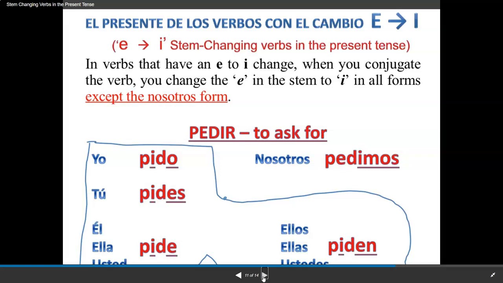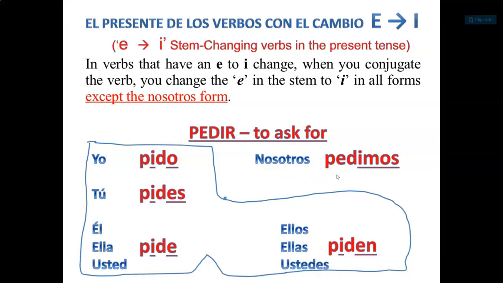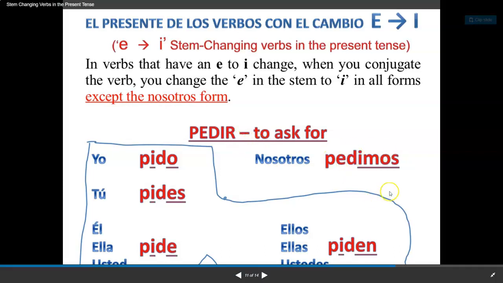Here's a good verb to use. Pedir is to ask for. Yo pido, tú pides, él e usted pide, nosotros pedimos, y ellos, ellas, ustedes piden. Okay? So notice I drew my boot around the ones that stem change, left out nosotros, because nosotros is the form of the verb that does not change, and it is an IR verb, which is why I have IMOS.